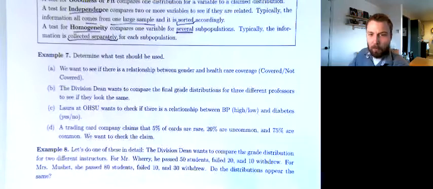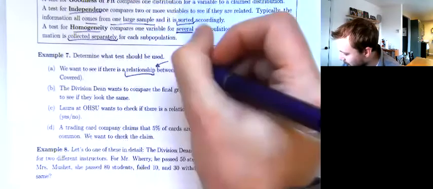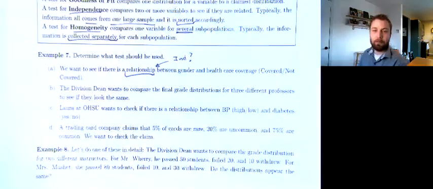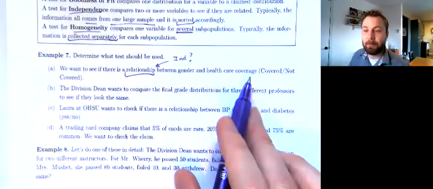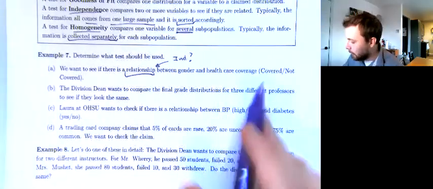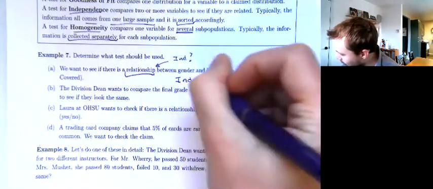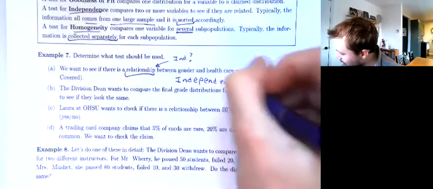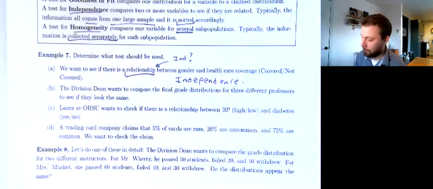So let's look at these scenarios and see if we can figure out what type of test they are. We want to see if there's a relationship. Well, first off, I see the word relationship. This makes me think that maybe this could be a test for independence between gender and healthcare. Well, I could ask someone those two things at the same time. What do you identify as for your gender, and do you have healthcare? Since I can ask this all at once as one big sample, this is sounding like independence. It's testing for a relationship. That's two reasons why I would say this is a chi-squared test for independence.